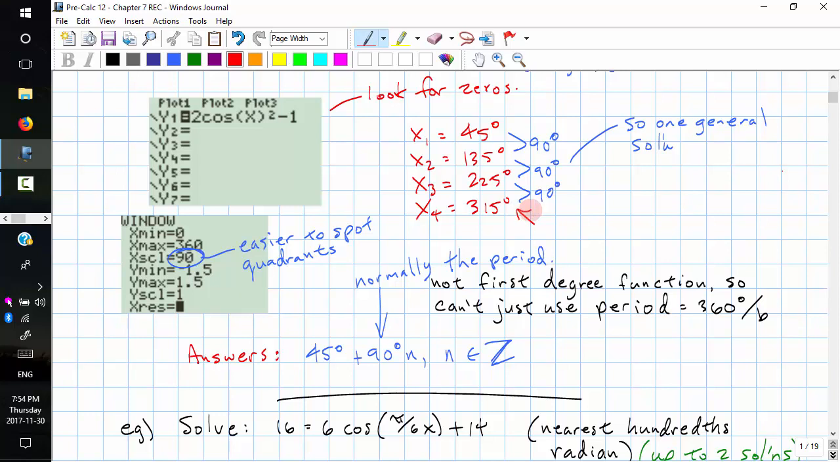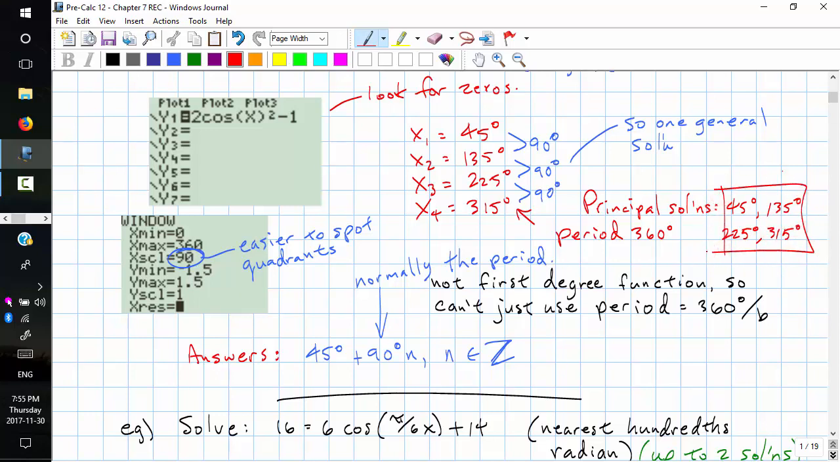And our period is 360 degrees. So our principal solutions are all four: 45 degrees, 135 degrees, 225 degrees, 315 degrees. And this is our general solution.